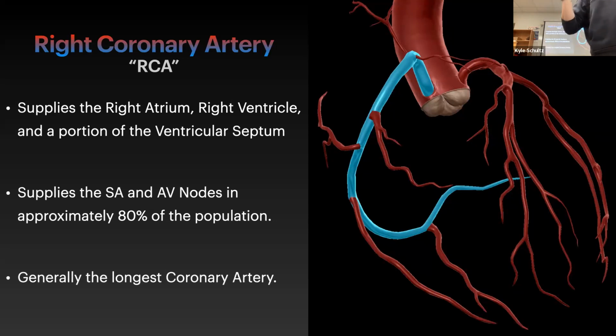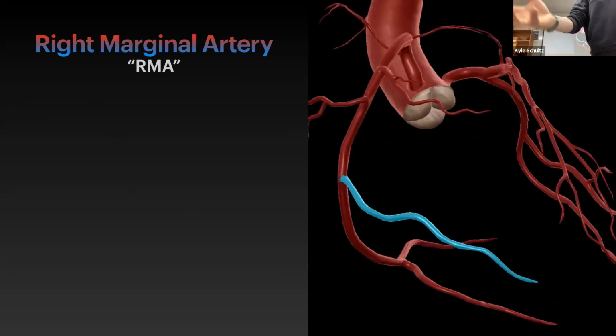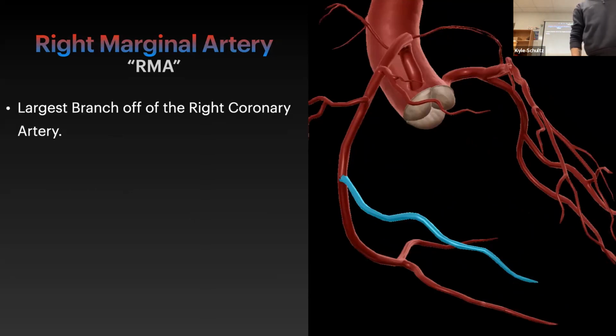This is generally, in most people, the longest coronary artery in length. Now, looking at the right side of the screen, the picture, it's the same vantage point, I guess. We just kind of changed the angle on the RCA. We can see this little offshoot, this branch here. This is called the right marginal artery, or the RMA. This is going to be the largest branch off of the right coronary artery.